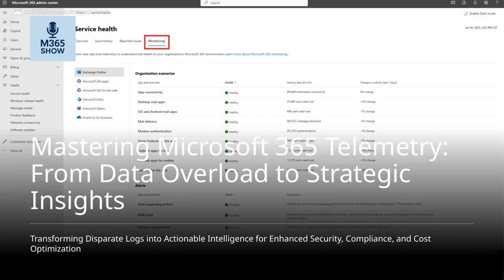The title of our presentation is Mastering Microsoft 365 Telemetry, From Data Overload to Strategic Insights. We'll explore how to transform scattered logs into meaningful intelligence that enhances security, compliance, and cost management. Over the next few slides, I'll guide you through practical strategies and best practices to turn data into action.